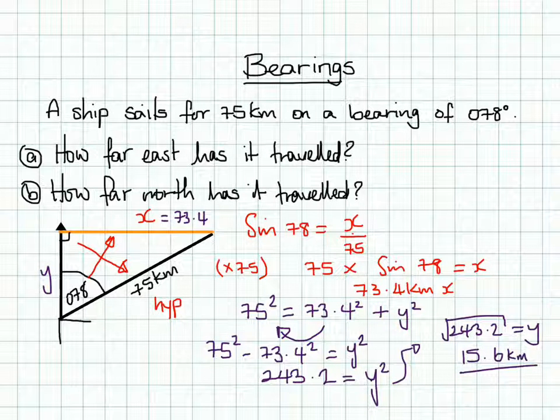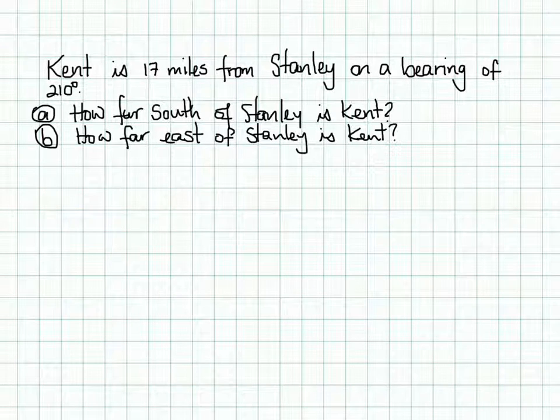Okay, let's look at one more problem before I let you go and try some on your own. Okay, so here we have a new problem, and in this problem it says Kent is 17 miles from Stanley on a bearing of 210 degrees. And I would be keen to just draw that first, just to make sure that I am quite happy with my diagram and I know where everything's going. As I said before, you don't start drawing without your north line. So here is my north line there.